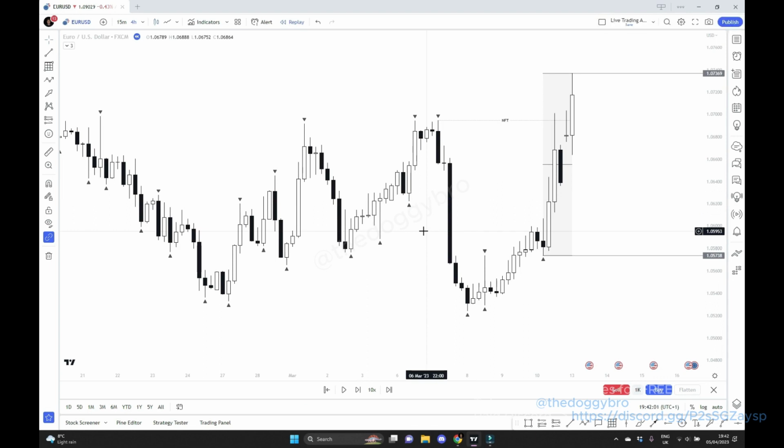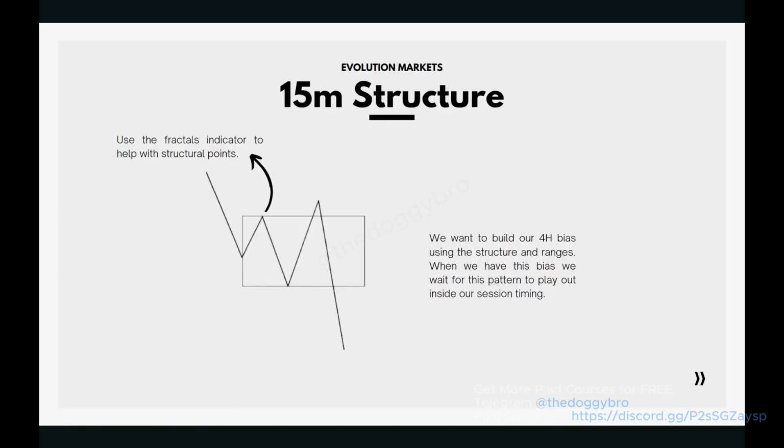And with an NFT, if it wicks straight away like this, we can assume NFT. If we get a candle close, we want a second candle to confirm. That must be a bearish candle in a situation like this. And then moving into 15-minute structure, this is our entry time frame.